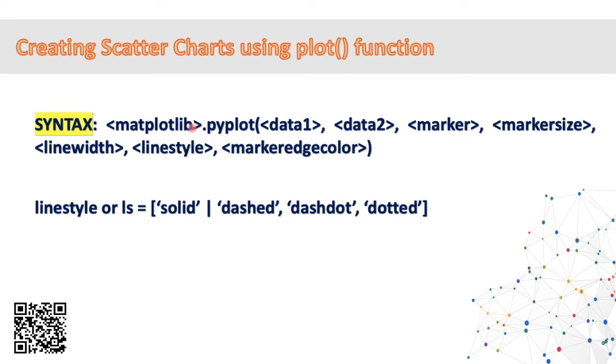The syntax to create scatter charts using the plot function is the same as that which we used in creating line charts. The only difference is that the third parameter that we will pass is the marker. This has to be noted: here we won't assign the value as marker equal to the marker type. We will directly assign the marker type.